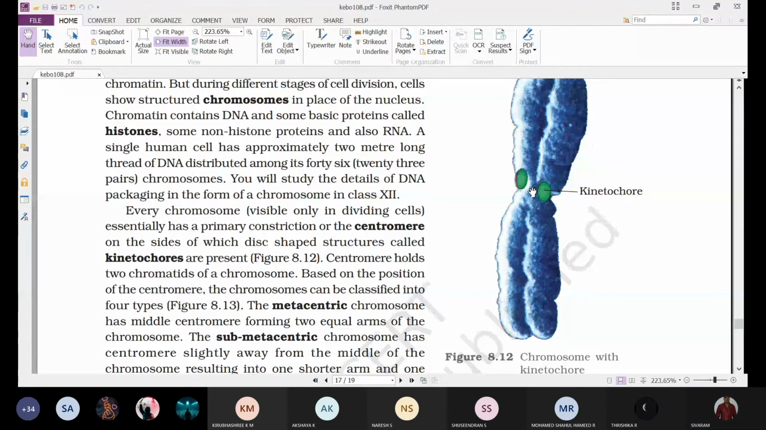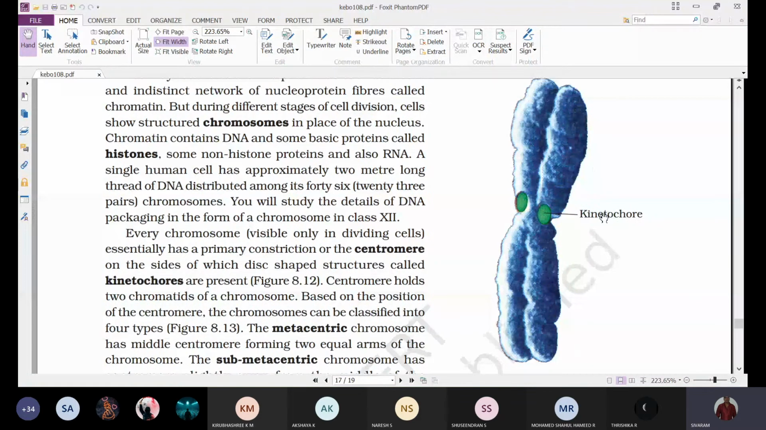And next, based on the position of the centromere or primary constriction in the chromosome, the chromosomes are classified into 4 types. That is, metacentric. The metacentric chromosome has a middle centromere forming 2 equal arms of the chromosome.